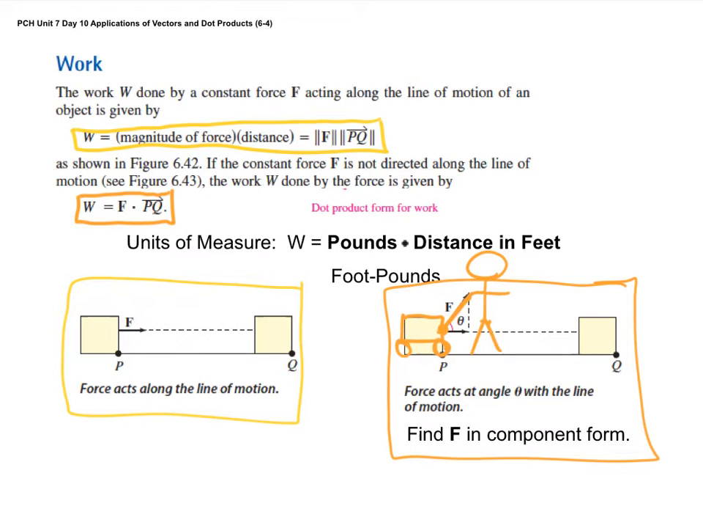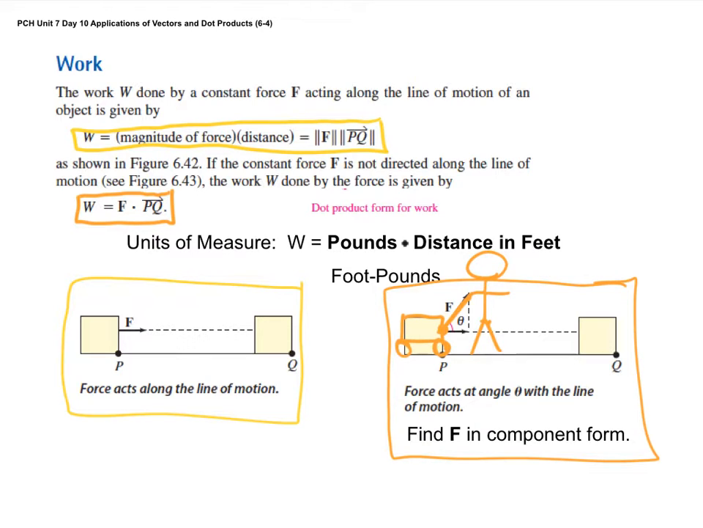All right. Anyways, work. If we're trying to find work, we need a unit of measure. The unit of measure that we're dealing with here, at least in English units, is called foot-pounds. To have foot-pounds, your distance needs to be in feet, and your force needs to be measured in pounds. Otherwise, you don't have foot-pounds. You might have yard-pounds or something like that.